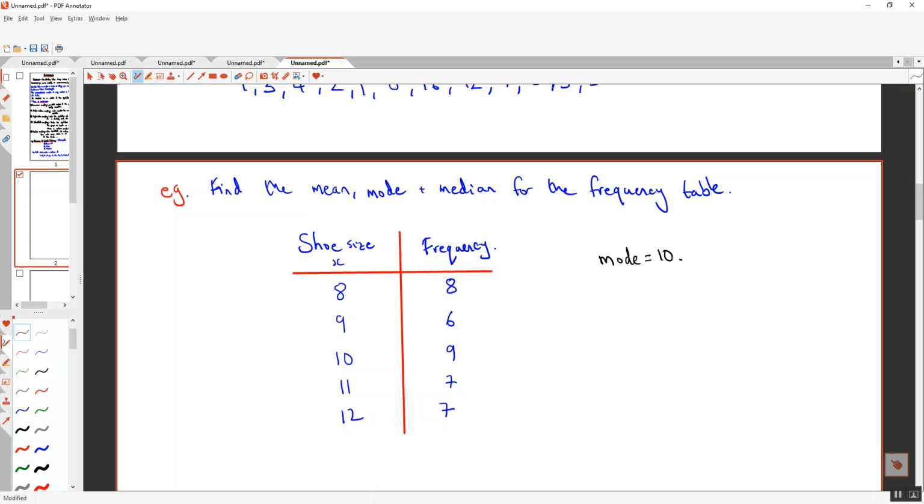No, Ari. So you multiply the shoe size by the frequency for each of them. And then you add them together, and then divide by the sum of the frequency.